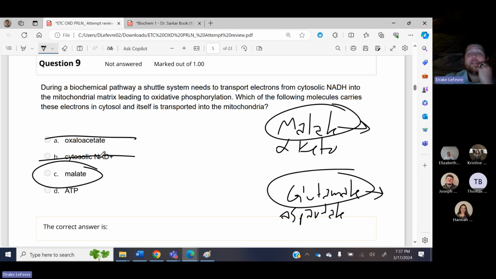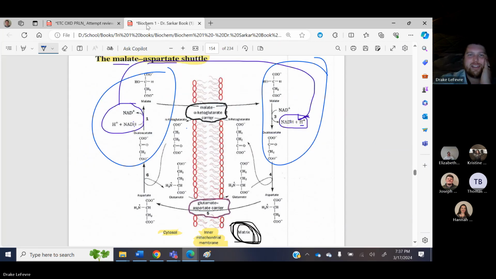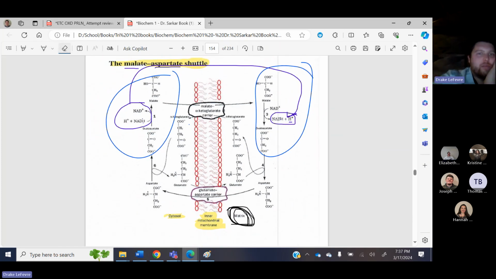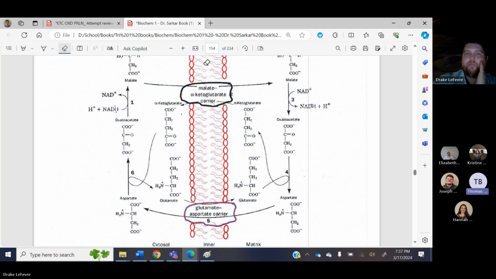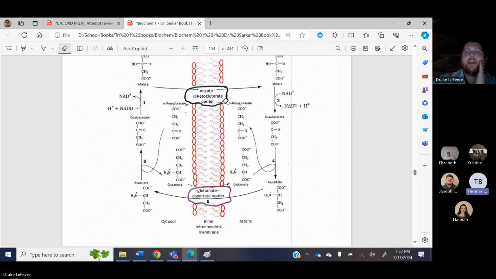Does that make sense why it's malate? Yes. That's one yes. Any other yeses? Mostly. Yes. Mostly? Erase all the stuff so it doesn't look as gross. And it would be because the malate is the one that interacts with the NADH, right?